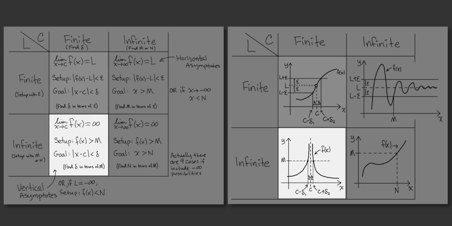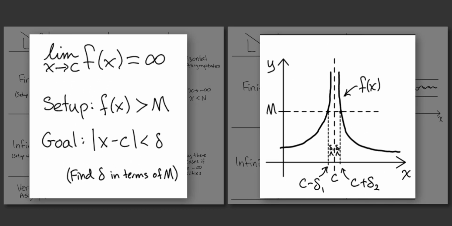When we have an infinite limit with a vertical asymptote, x is still approaching a finite c. So we're still looking for delta. We have the same goal.